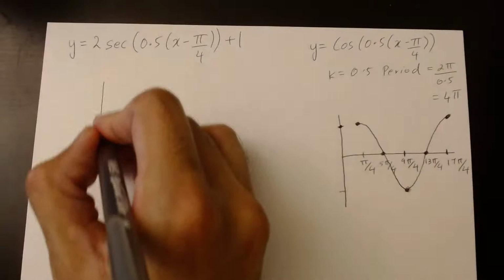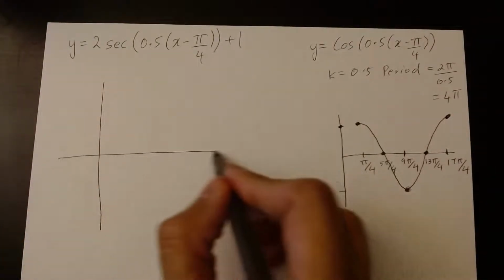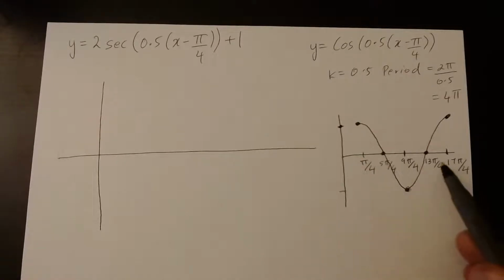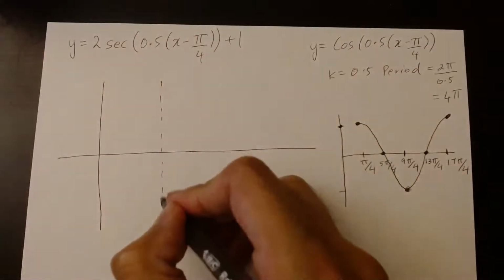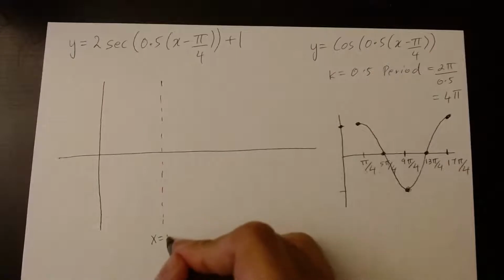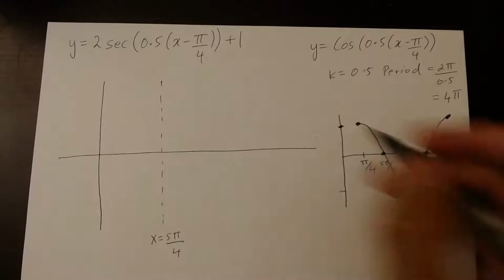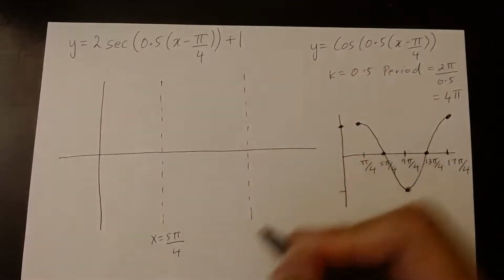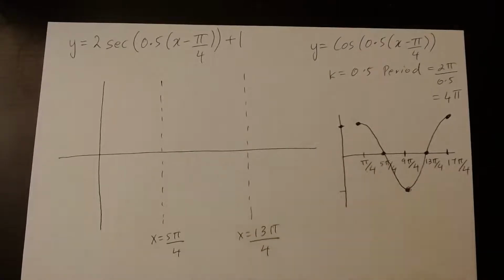I'm going to start with my reciprocal function here. I'll draw this one a bit bigger. My zeros are 5 pi over 4 and 13 pi over 4. I'm going to make vertical asymptotes at these two places: x equals 5 pi over 4 and x equals 13 pi over 4.